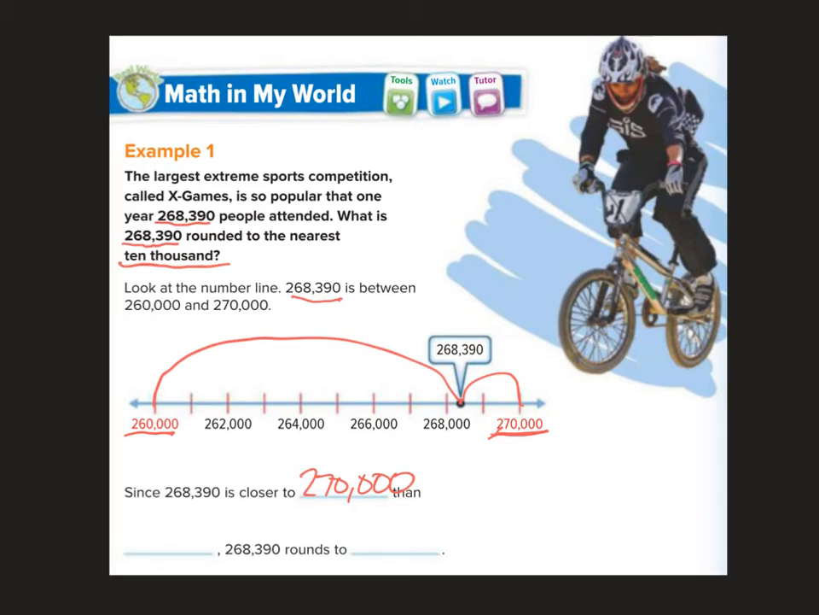But is it always convenient to draw out a number line? Not so much. Let's see. So it's closer to 270,000 than 260,000. Then it says 268,390 rounds to 270,000.